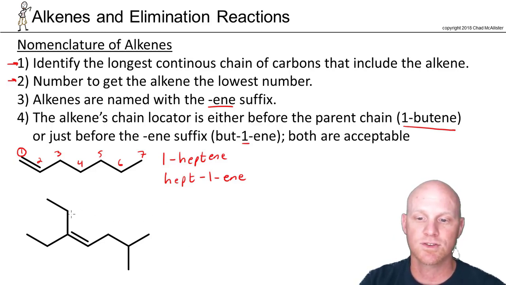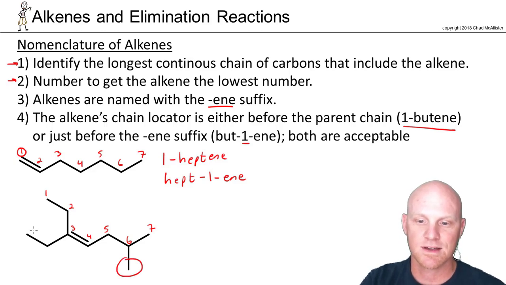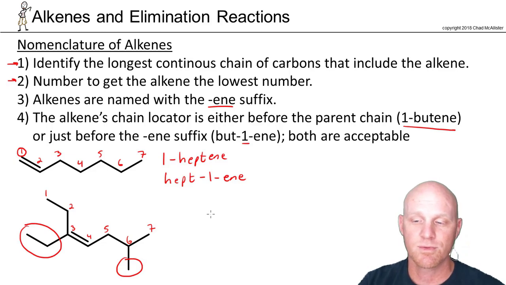If we take a look at the next example here, the longest continuous chain containing the alkene is 1, 2, 3, 4, 5, 6, 7 carbons. This is going to be some form of heptene again. If we number it left to right, the alkene would be between 3 and 4. If we go right to left, it would be between 4 and 5. So we definitely want to go left to right, so 1, 2, 3, 4, 5, 6, and again, it doesn't really matter which one of these is number 7. In this case, I've got a methyl group at 6, and I've got an ethyl group attached at carbon 3.